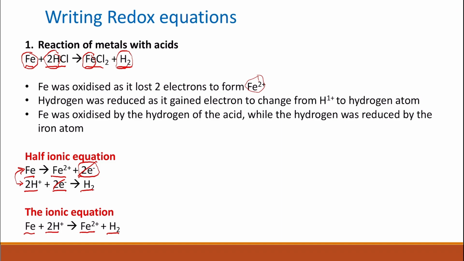oxidized and reduced here, but the chloride is not shown in this equation at all because the chloride hasn't changed at all. So it's not shown in the ionic equation. The chloride ion is called the spectator ion here, and it's not added to the ionic equation.